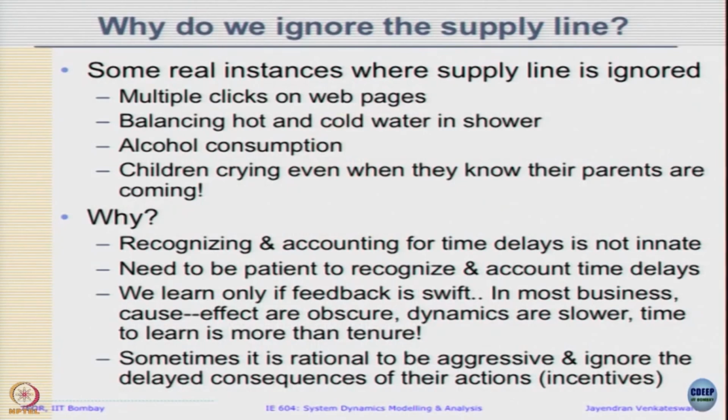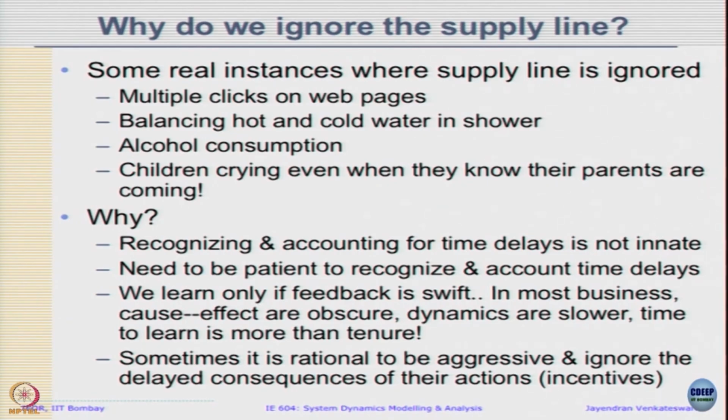We learn only if the feedback is swift. In most businesses, cause and effect is obscure, and supplies need not only be caused by you, right? There will be so many other retailers ordering, so many other manufacturers supplying. All those things are also going to affect it, which obscures your cause and effect scenario.